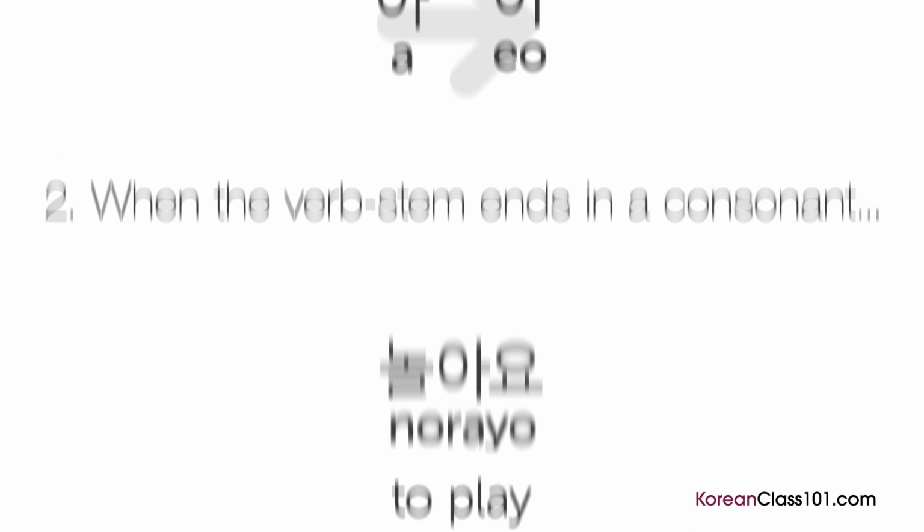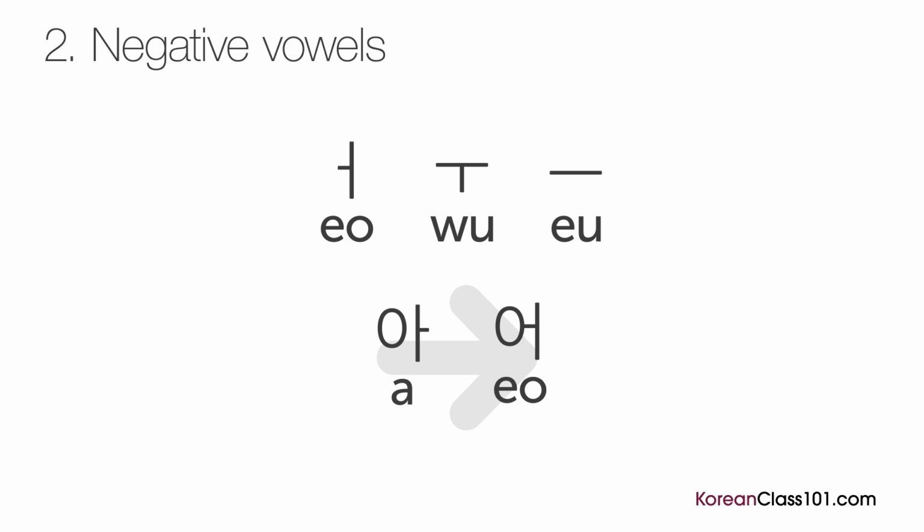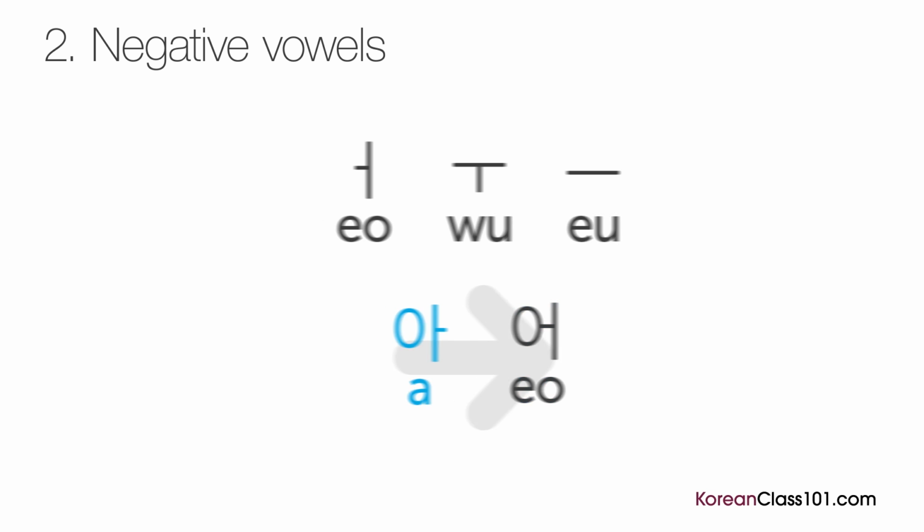But that's not all. In Korean, we have some vowels called negative vowels. For example, u, and 으. When the last vowel of the word is a negative one, you will need to use 어 instead of 아.